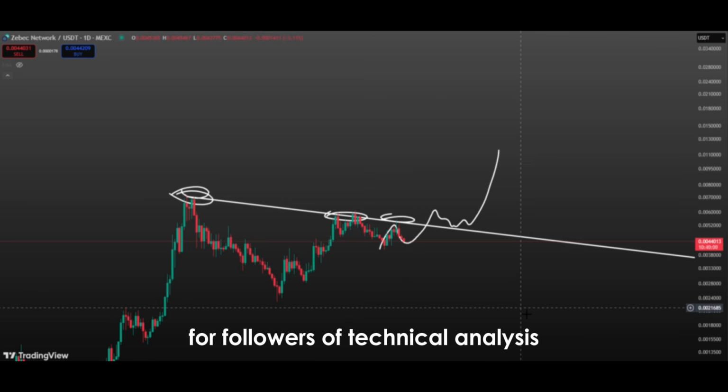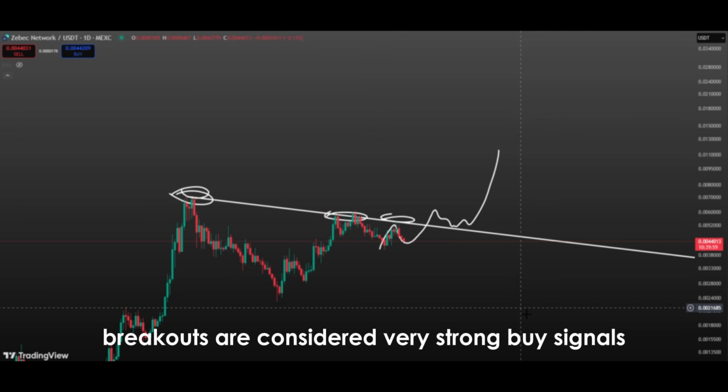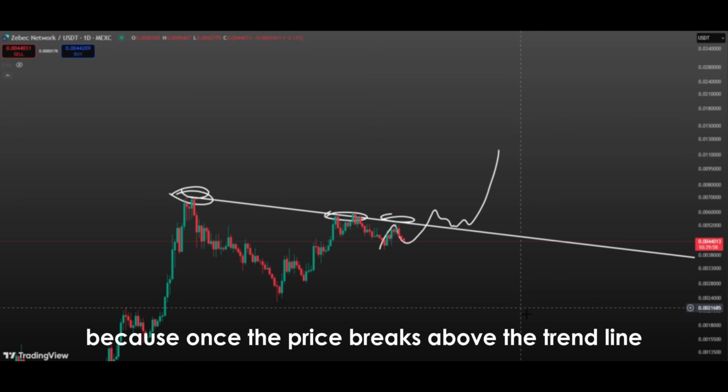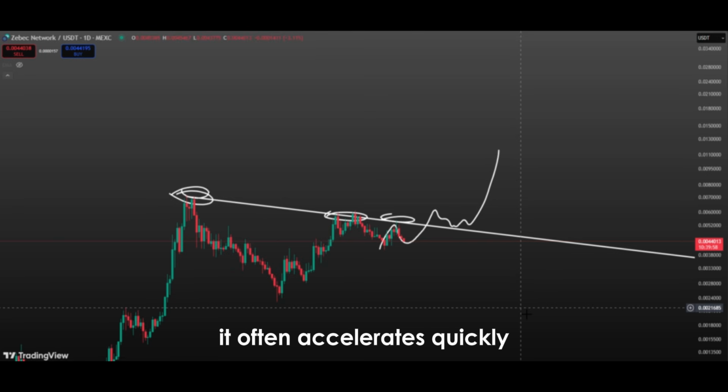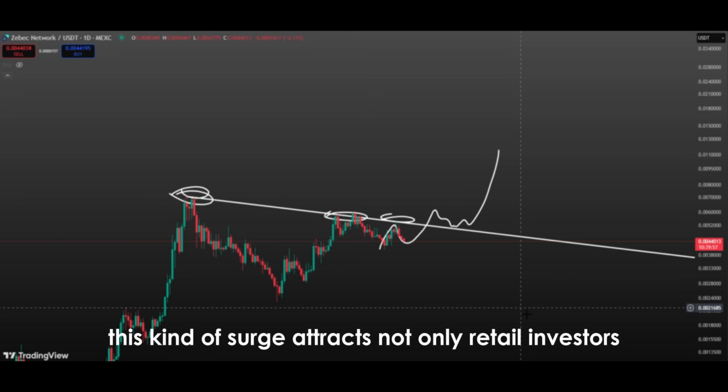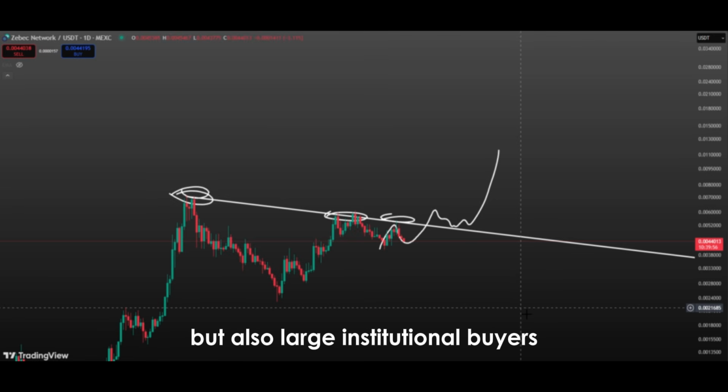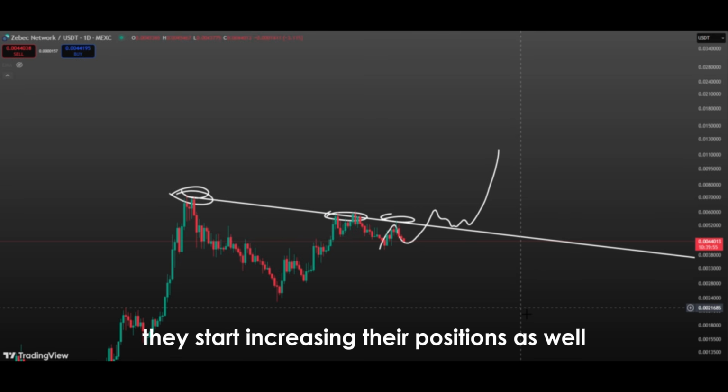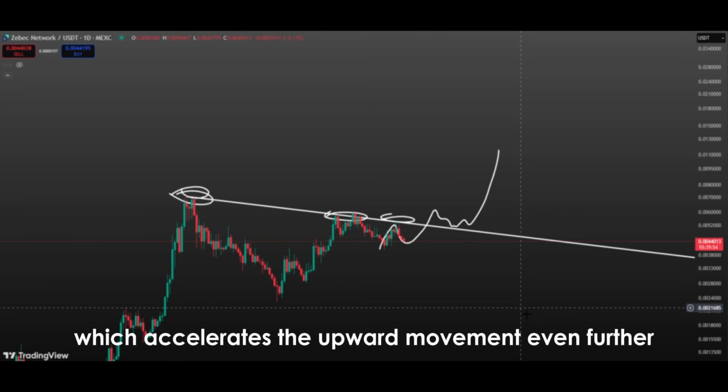For followers of technical analysis, such trend breakouts are considered very strong buy signals, because once the price breaks above the trend line, it often accelerates quickly and makes a strong upward move. This kind of surge attracts not only retail investors, but also large institutional buyers. Once they see the breakout, they start increasing their positions as well, which accelerates the upward movement even further.